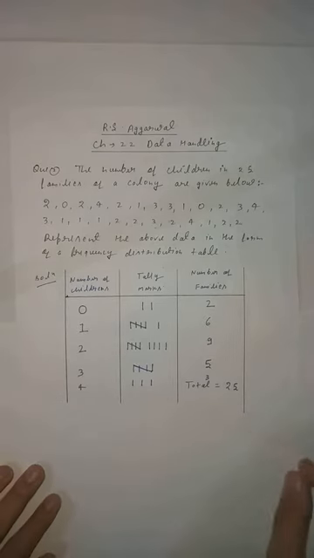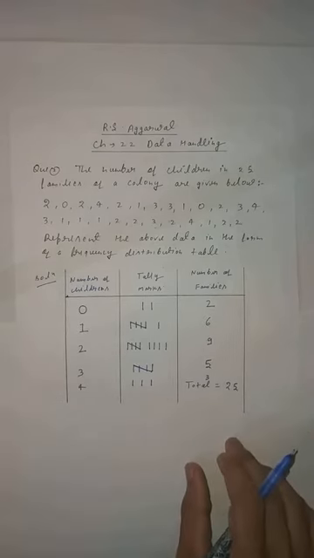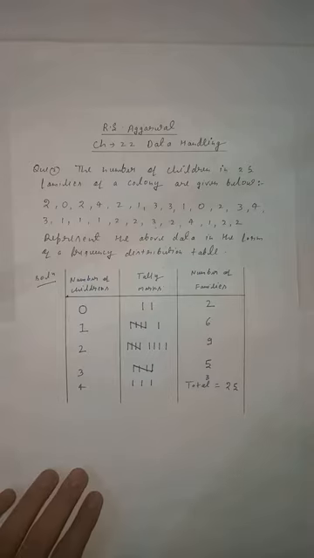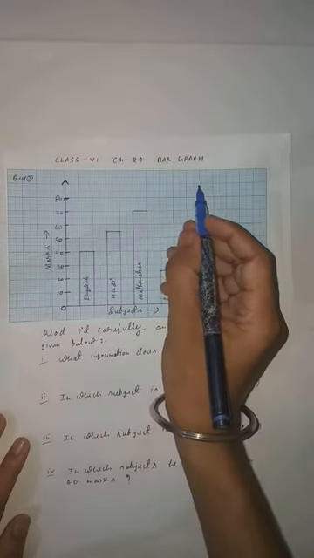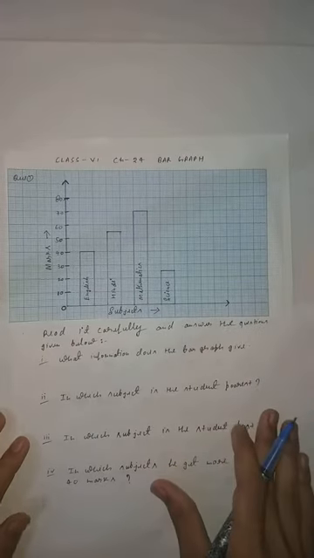Clear, student? So now today we will discuss our chapter 24. The name of the chapter is bar graph. So student, this is our chapter 24 of RS Agarwal, bar graph. Clear, student? So here, student, question number 1 is given.